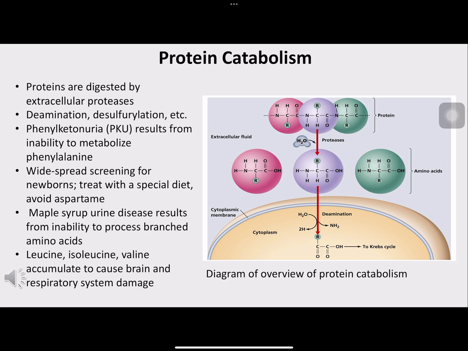We talked earlier about maple syrup urine disease when we were talking about Professor Ames's metabolic tune-up. That was in our discussion of enzyme structure. And maple syrup urine disease results from the inability to process branched amino acids like leucine, isoleucine, and valine. And if one can't metabolize those, they accumulate in the body and cause brain and respiratory system damage.